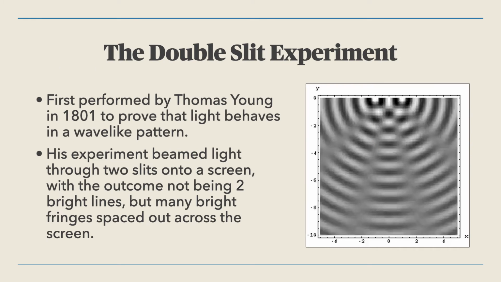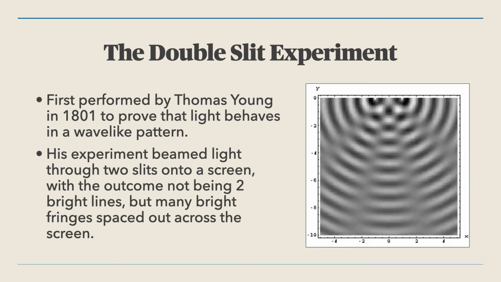So one other important experiment was the double slit experiment, first done to prove that light behaves in a wave-like pattern. What happened was light was shone through two slits onto a screen, with the outcome not being two bright lines, which is what classical thinking would give you. However, as shown in the diagram here, you can see that it does not act like that. It simply acts in a manner that is more wave-like. You have constructive and destructive interference. So instead of having two bright lines, you have many bright lines and also many dark spots where you would have different forms of interference.